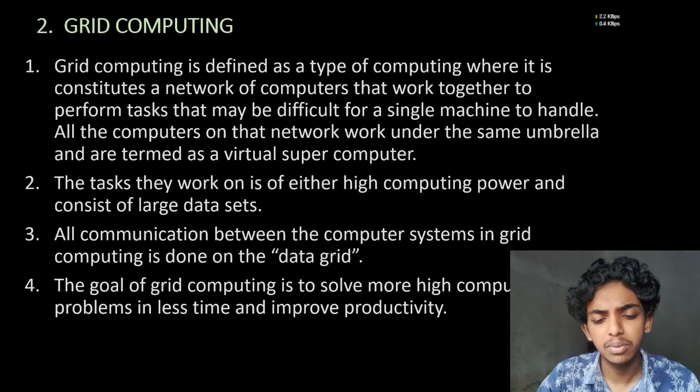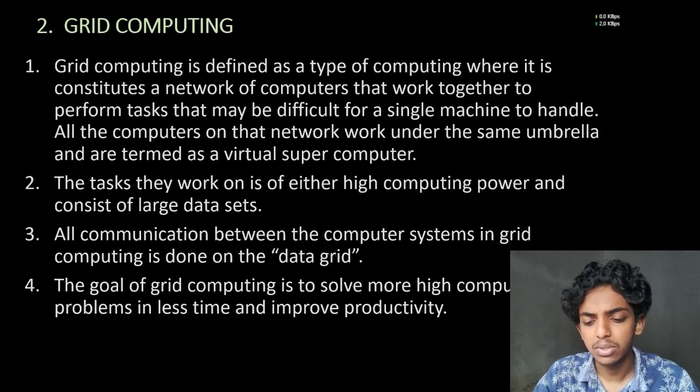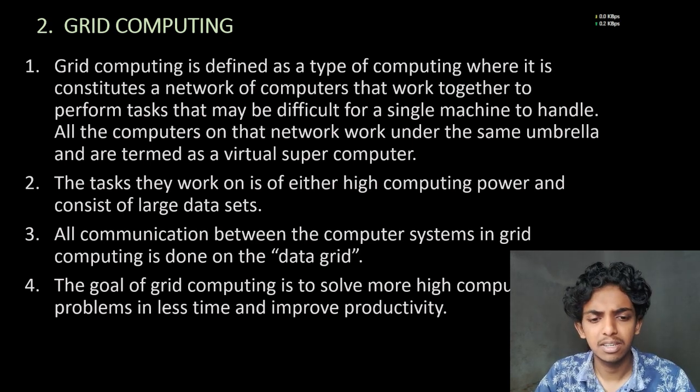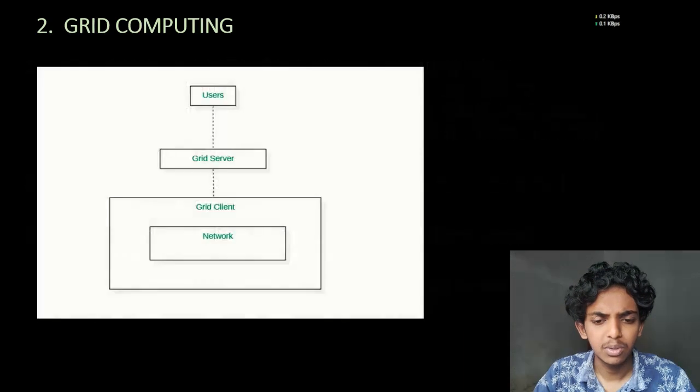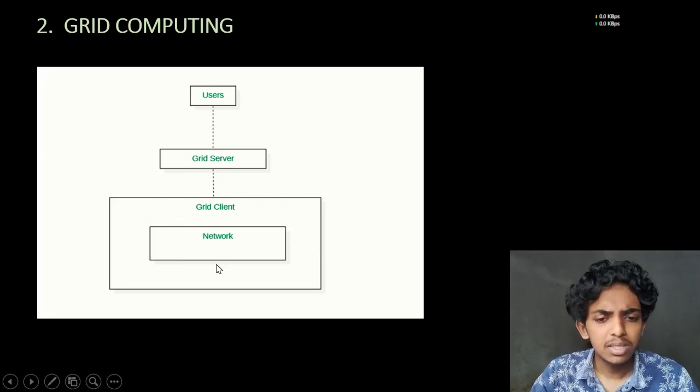All communication between the computer systems in a grid is done on the data grid. The goal of grid computing is to solve higher computational problems in less time and improve productivity. Let's check the diagram. Here we can see the user, the grid server, the grid client, and also the network.